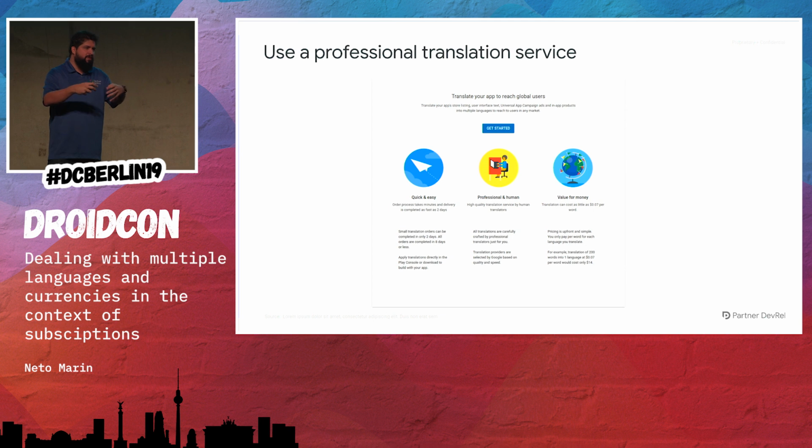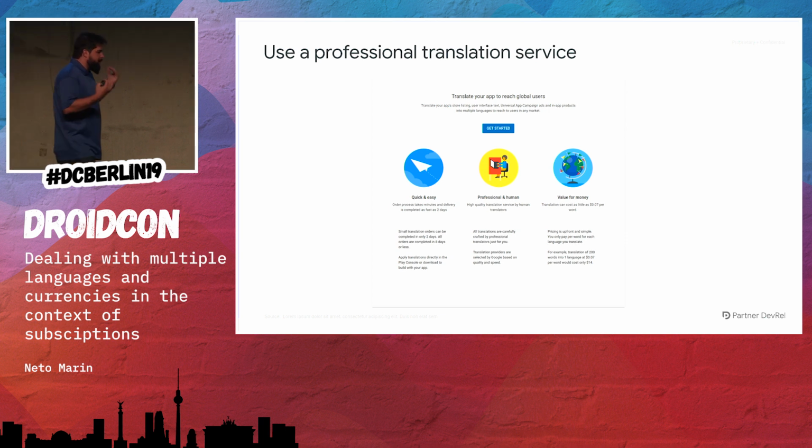So a lot of developers are sending the XML, and so these vendors can offer a better price. Probably you won't find any price cheaper than that. For example, translation of 200 words in one language is 7 cents per word. So it's very cheap, and in my opinion, the quality of your app will be much higher if you use this kind of service, right?